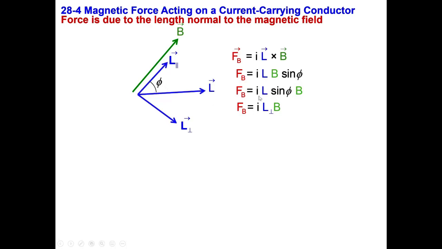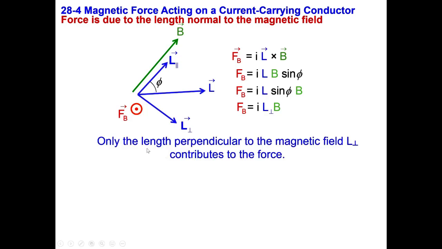Okay, we can rearrange the terms and write it as I L sine of phi times B. L sine of phi is just L perpendicular. So we can write that the magnetic force that the wire experiences is just equal to the current times the perpendicular component of the length of the wire times the magnetic field strength. And we can use the right hand rule to determine the direction of the force. So in this case the force is outside of the page.